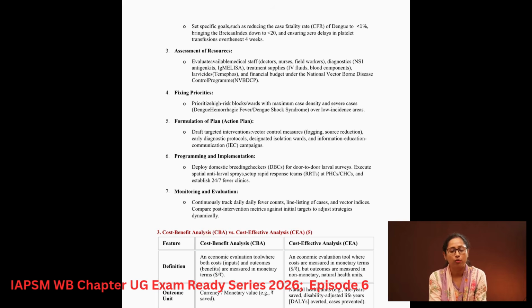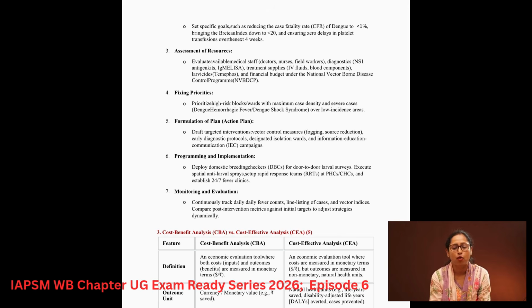Now, the fifth one is formulation of the plan or action plan. We need to draft targeted interventions including the vector control measures like fogging, source reduction, you write about source reduction, early diagnostic protocols, designated isolation wards in the facilities, and information, education, communication or IEC campaigns. Next point is programming and implementation. Now, deploy the domestic breeding checkers for door to door larval survey, execute spatial anti-larval sprays, set up rapid response teams at PHCs, CHCs, and establish 24/7 fever clinics.